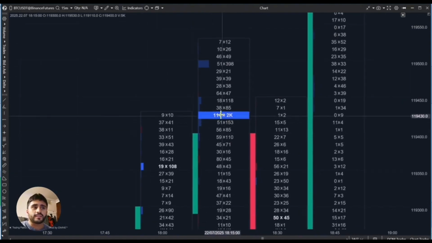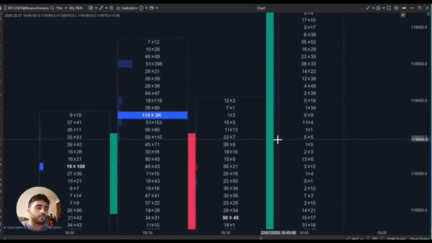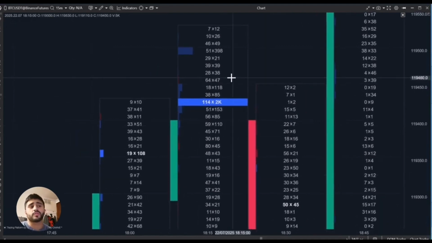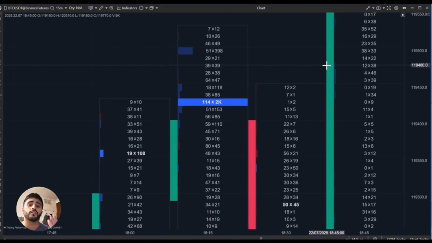So we saw price giving us 114 for 2K, right? 114 for 2000. Now, what does that mean and why is that important? Well, the reason that's important is because you need to understand what the left and the right number represent. So the left number represents the total number of aggressive sellers, right? That is the bid.